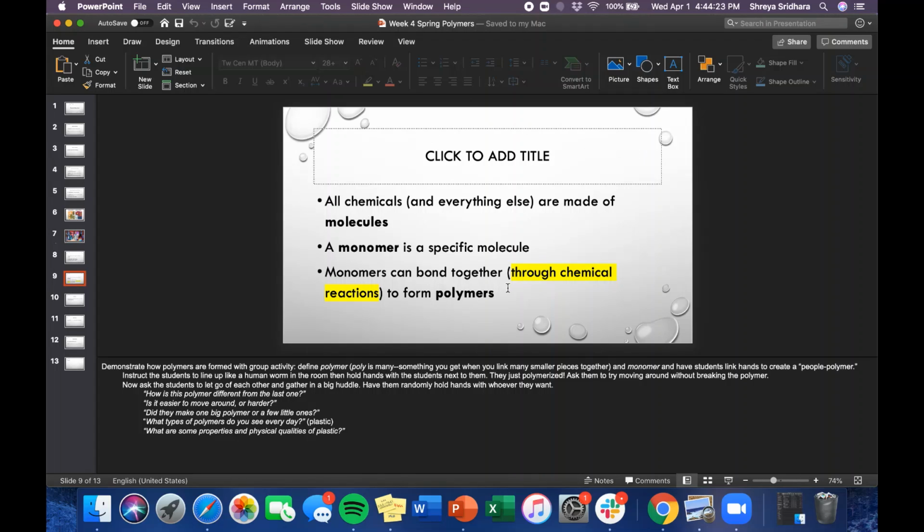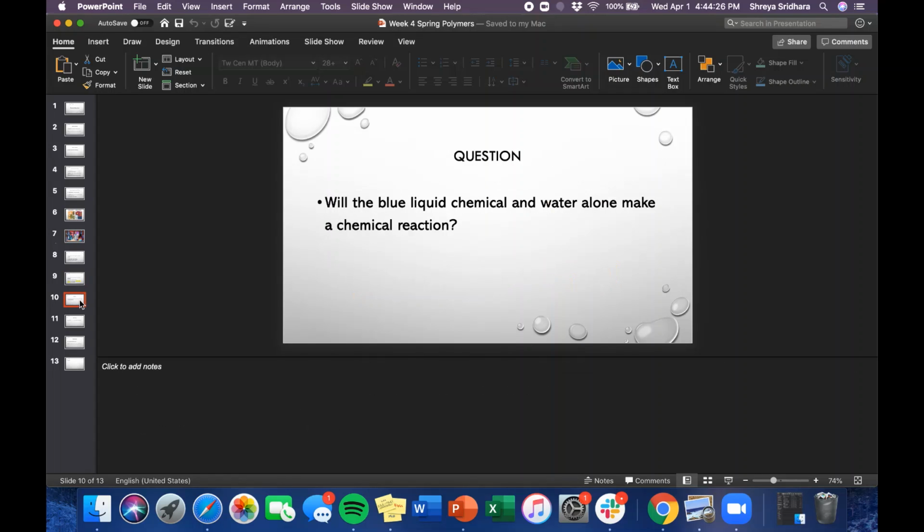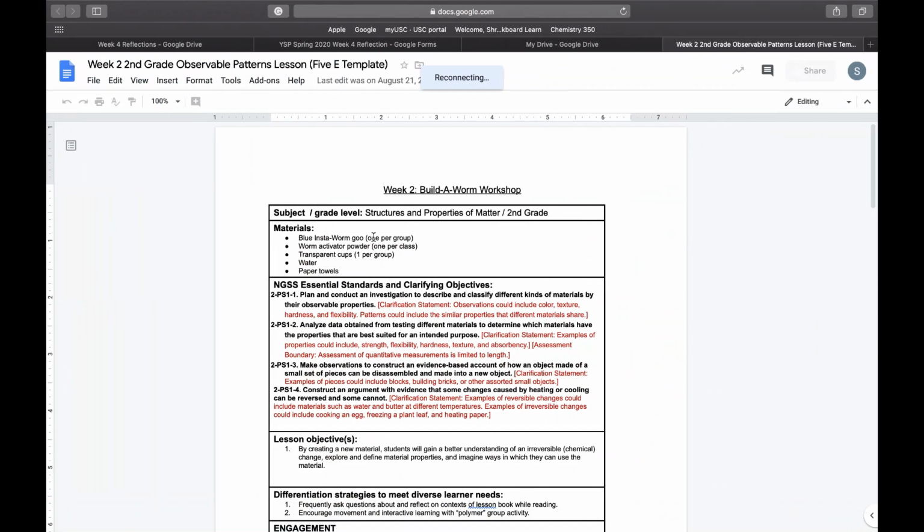This was my slide about monomers and polymers, but I normally just skip that. So now to get to what actually the lesson is, you get this blue worm goo, this activator powder, cups, water, and paper towels just to clean up. What I explain is that worm goo, activator powder, and water are all different types of chemicals, but just because you put two chemicals together doesn't mean that they're going to make a chemical reaction. Only some chemicals, when you put them together, are going to react and make something new. So basically, my question and prediction is: is this worm goo plus water going to make a chemical reaction?